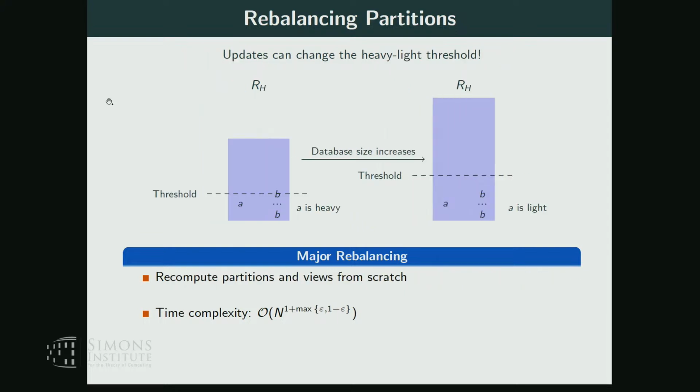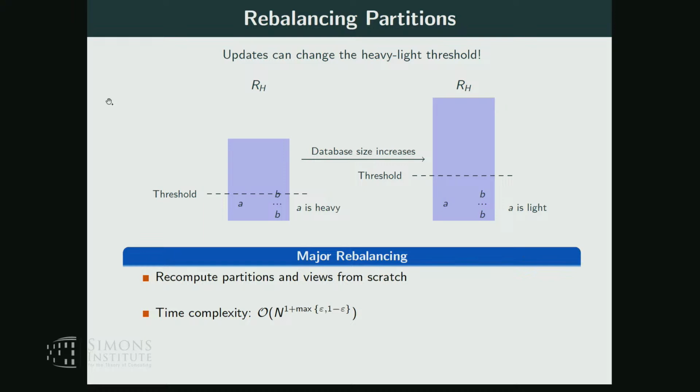The other one is when we change the heavy-light threshold, so we change the size of the database. The threshold was here, but now the threshold goes up. Whatever was considered heavy, for instance, now becomes light. So in this case, we have to recompute partitions and views from scratch. And the time complexity will be this, right? Because this is basically the space we took. So all the views, all the tuples we have in there are proportional to this.